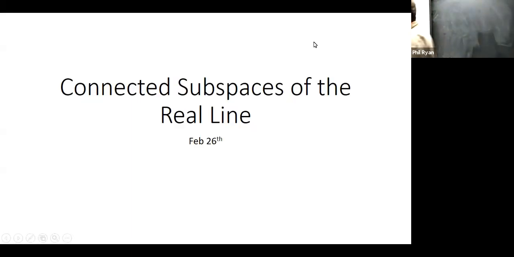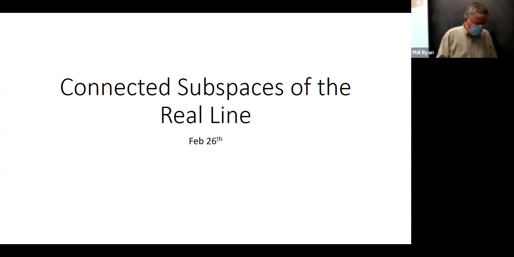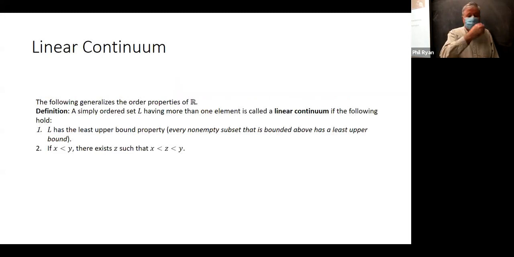Okay, so we introduced the idea of connected last time, and so let's talk about the real line. So this ties in with foundations and calc, stuff like that. The first thing we're going to do is think about what about the reals makes the reals what it is, gives us its topology. And so we want to generalize that. And so we come up with the idea of a linear continuum.